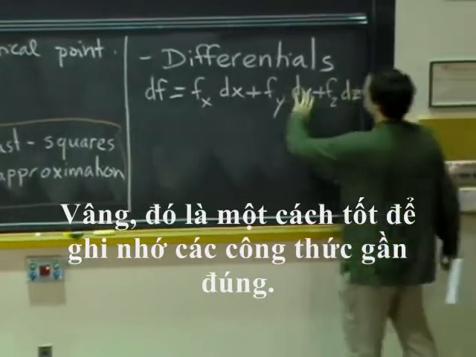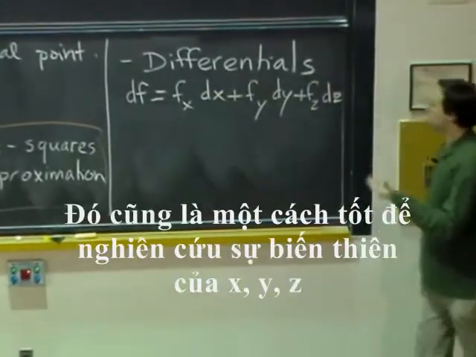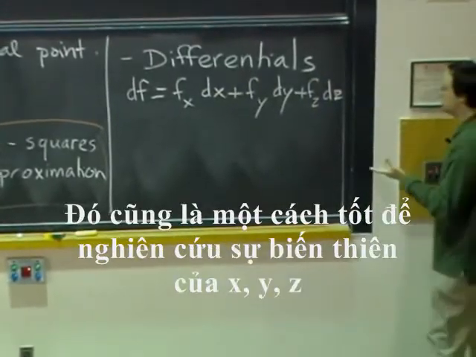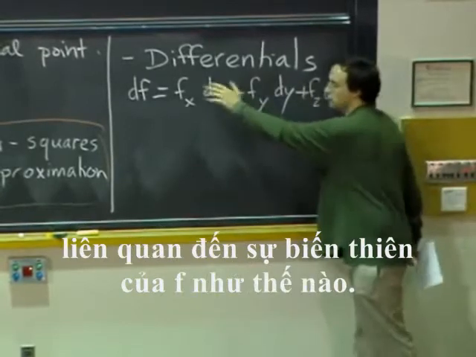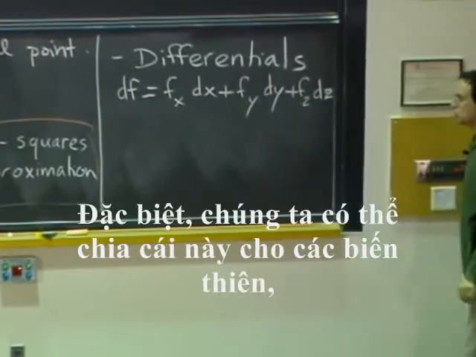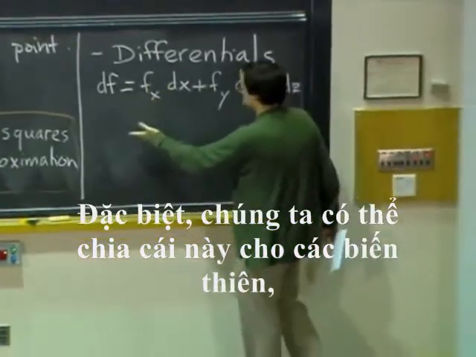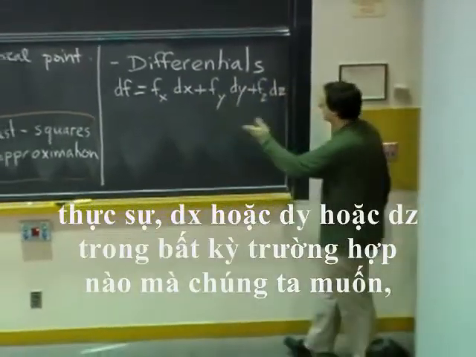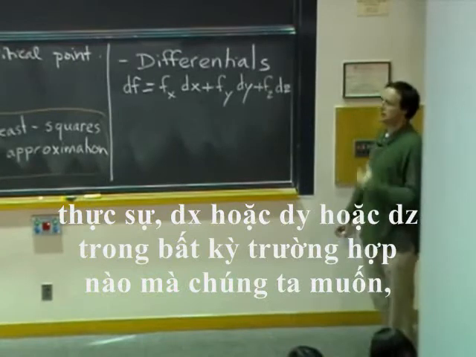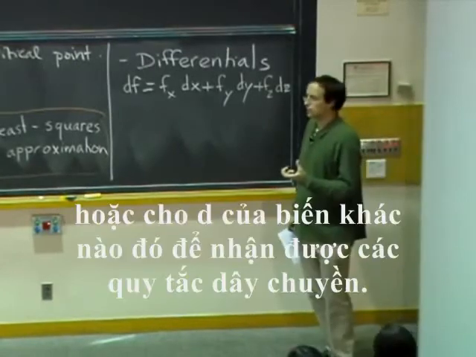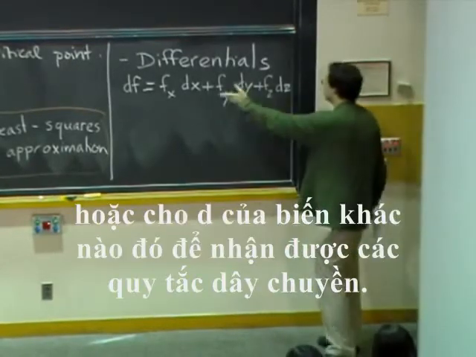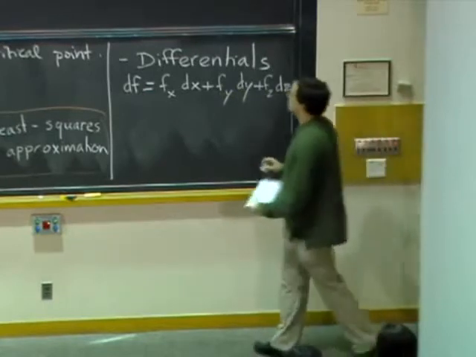Well, it's a good way to remember approximation formulas. It's a good way to also study how variations in x, y, z relate to variations in f. In particular, we can divide this by variations, actually by dx or by dy or by dz in any situation that we want to find, or by d of some other variable, to get chain rules.